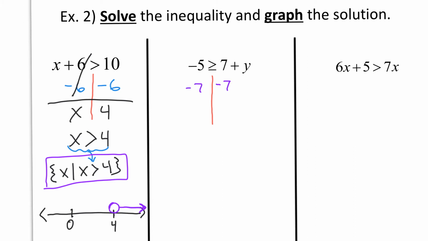I do the opposite. So when I do that, I get negative 12 on this side, negative 5 minus 7. On the other side, you can cancel the 7s. 7 minus 7 is 0. So you bring down the y. Now, when you bring down the inequality, negative 12 is greater than or equal to y.